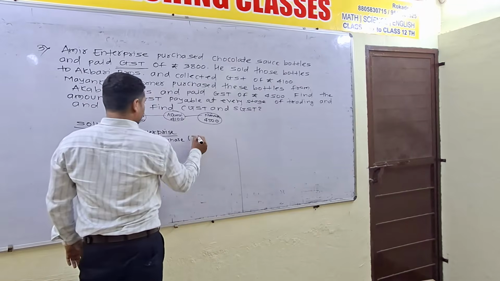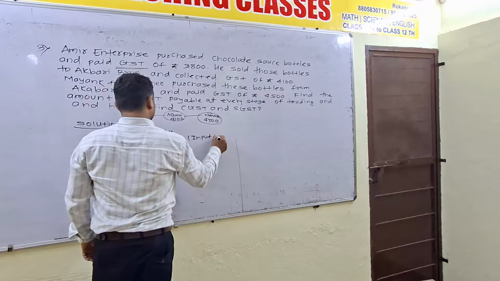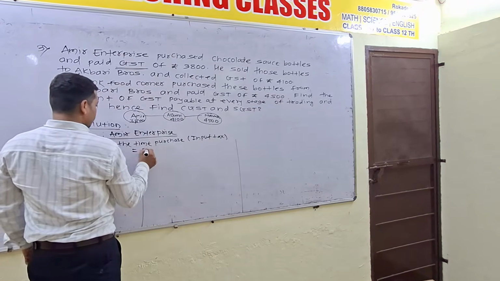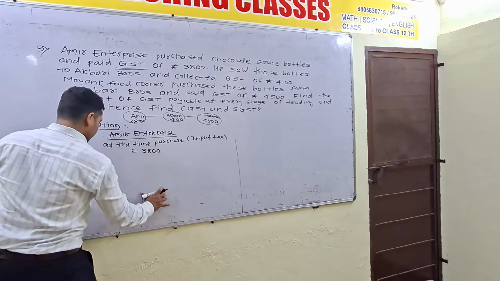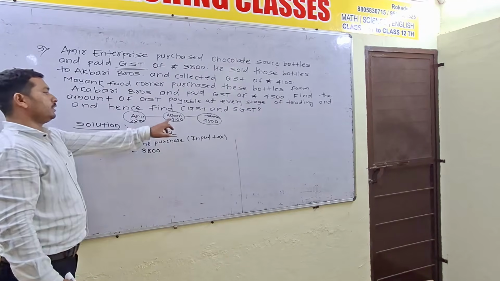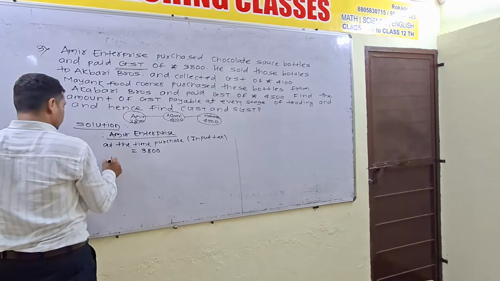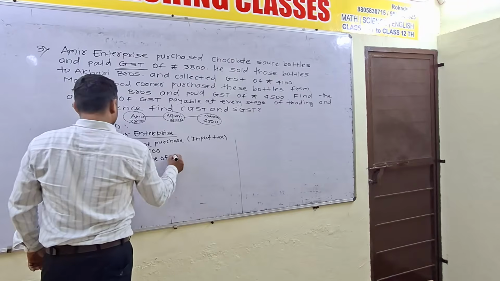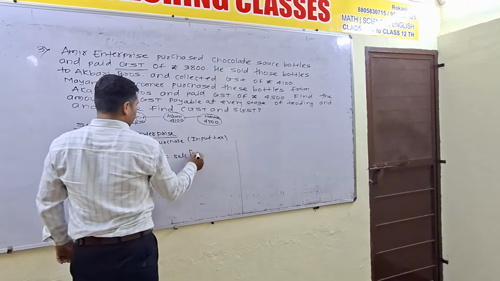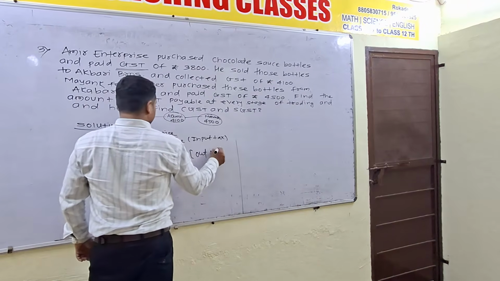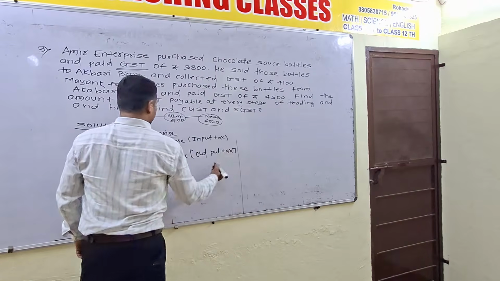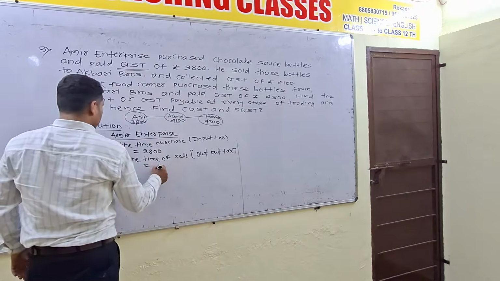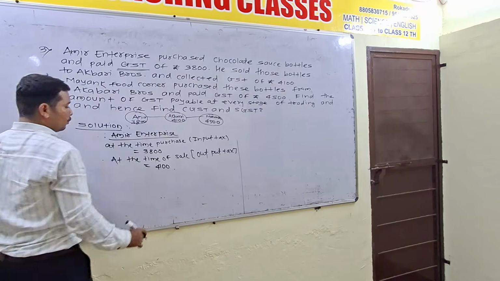Input tax. Write down here again, there is an input tax. So input tax is equal to how much amount? 3,800 rupees. At the time of sale, we call it output tax. Write down here again, there is output tax. How much output tax? 4,100 is the output tax.